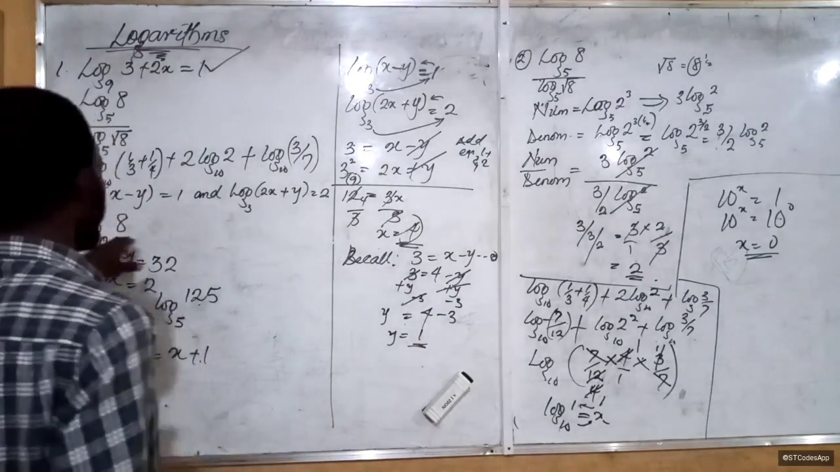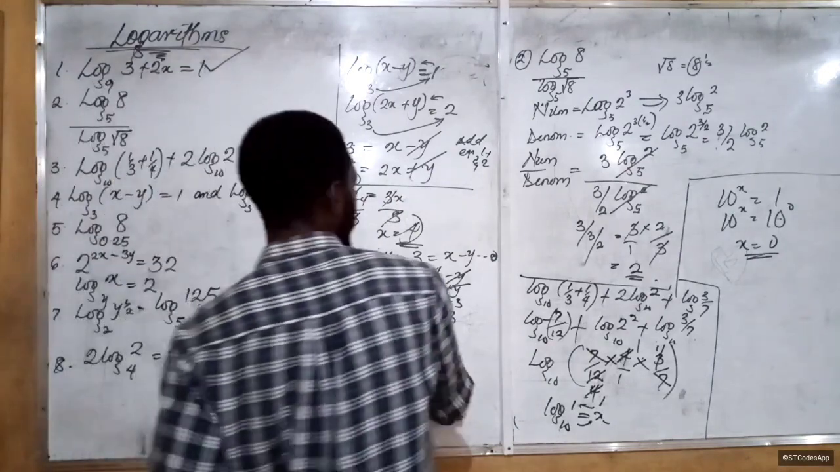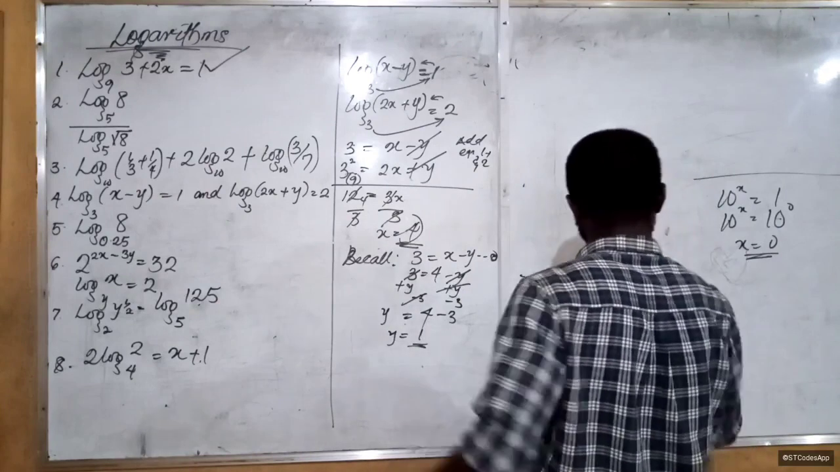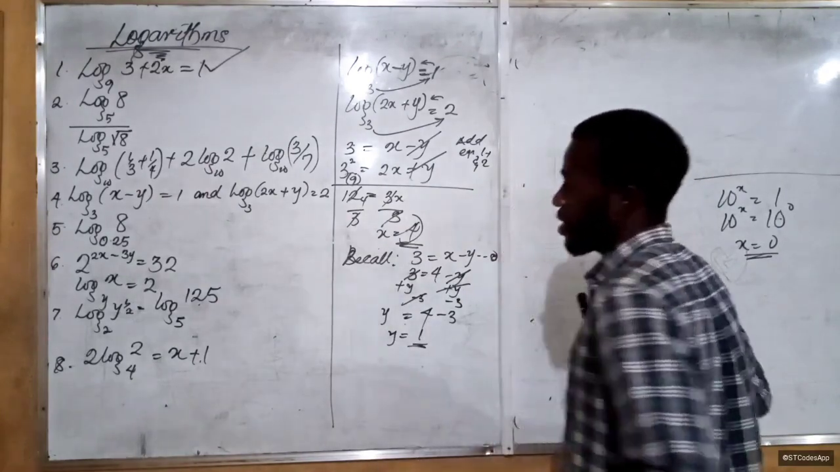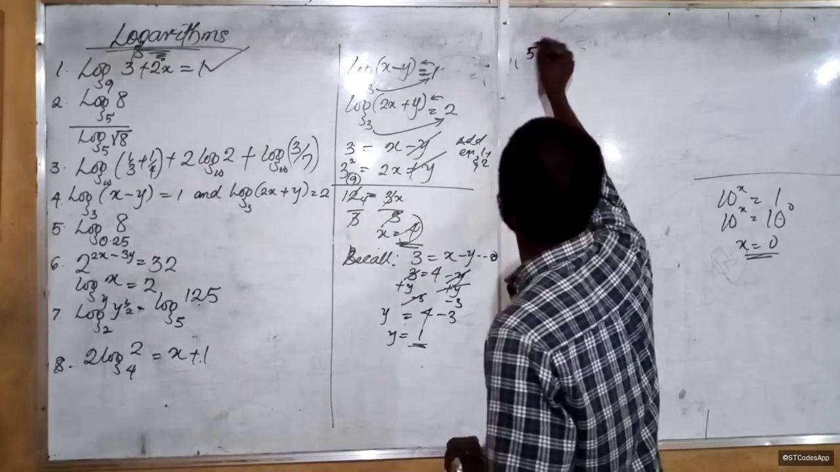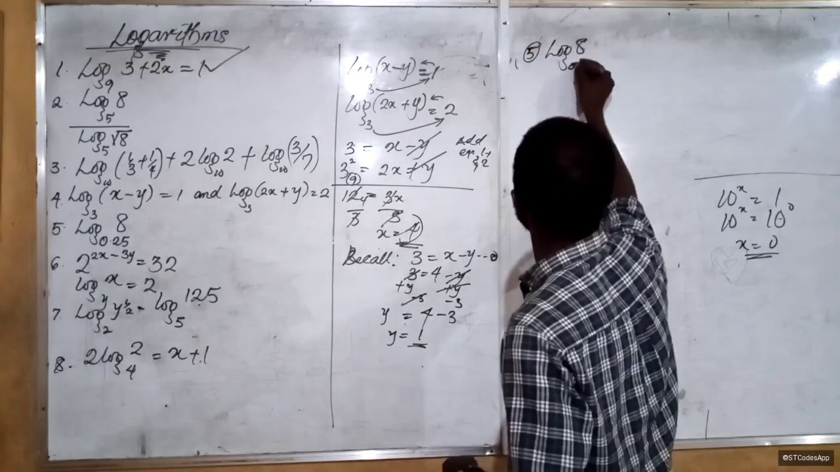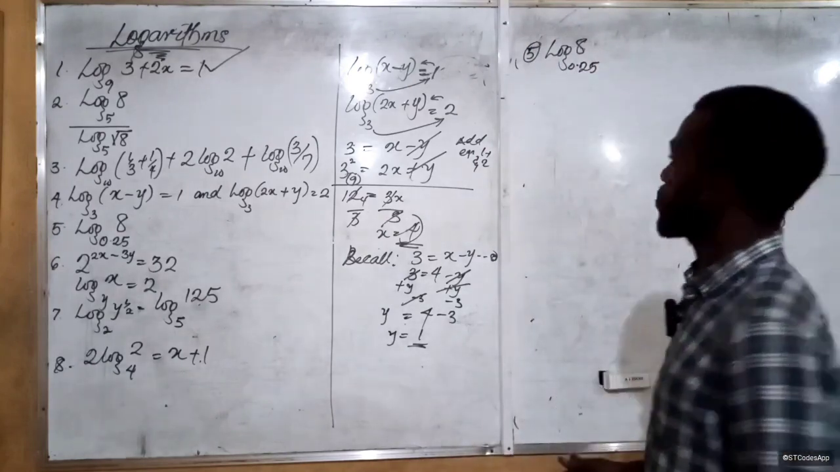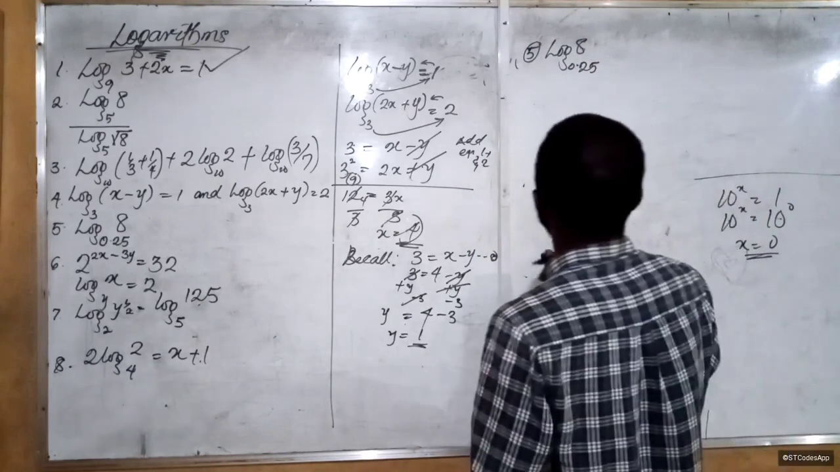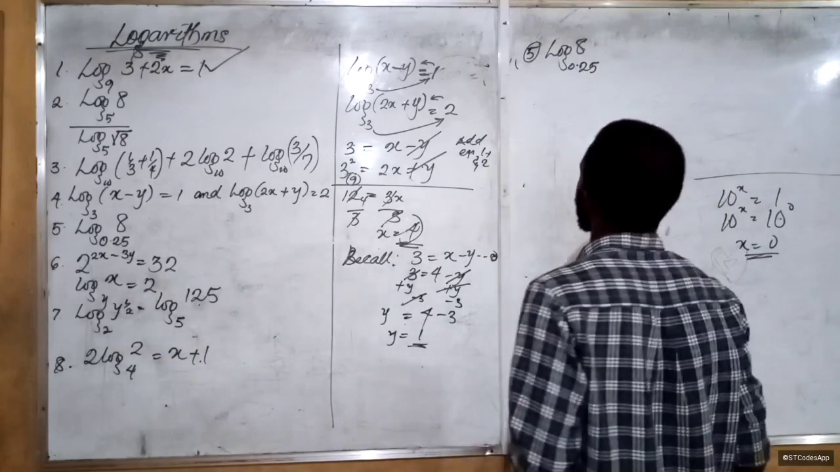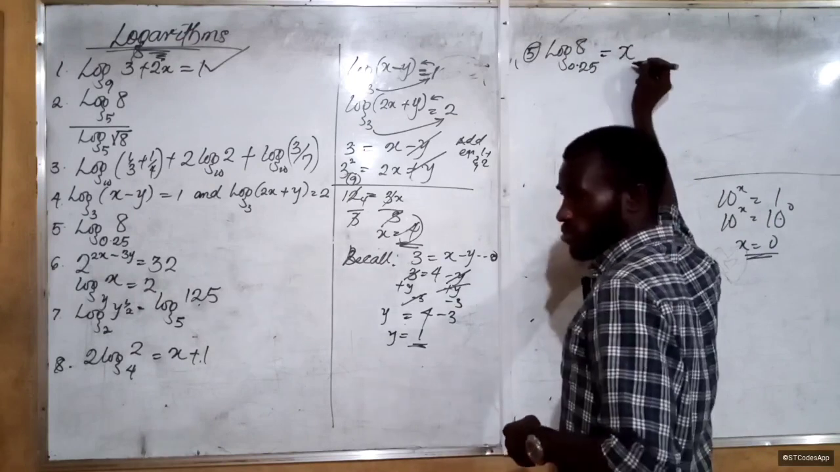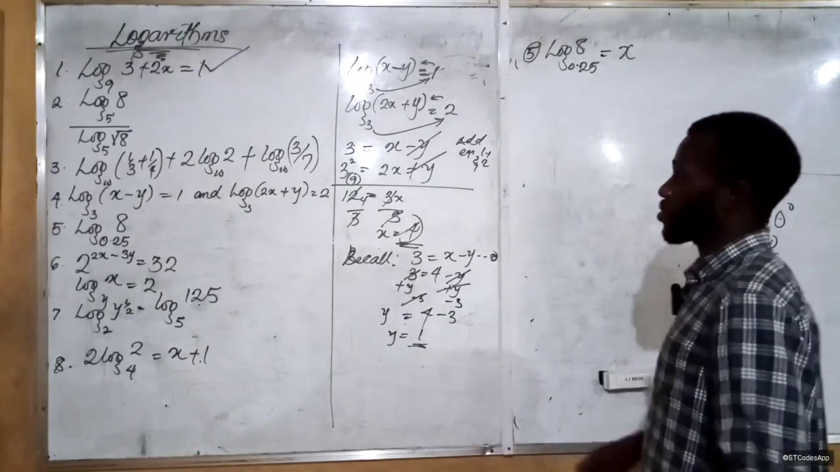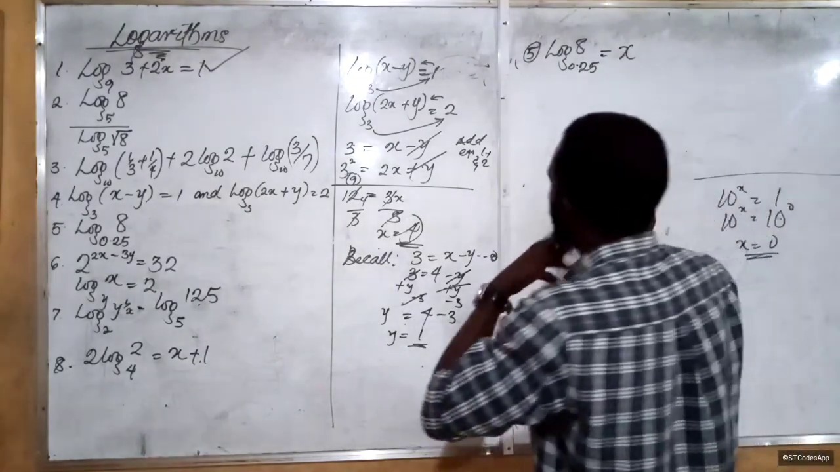Alright, let's go to the next question. The next question, that's number 5, says log of 8 to the base 0.25. Now, how do you solve this? Basically, there are two ways to go about this. You can easily say it's equal to x, right? If you want to know the second way, go and check the video that I will link in the video description. But this is quite easier.